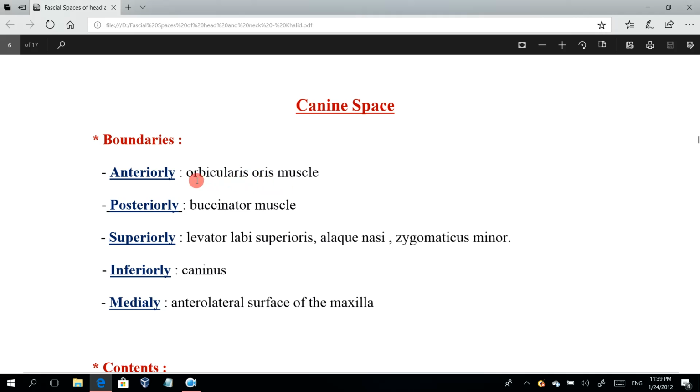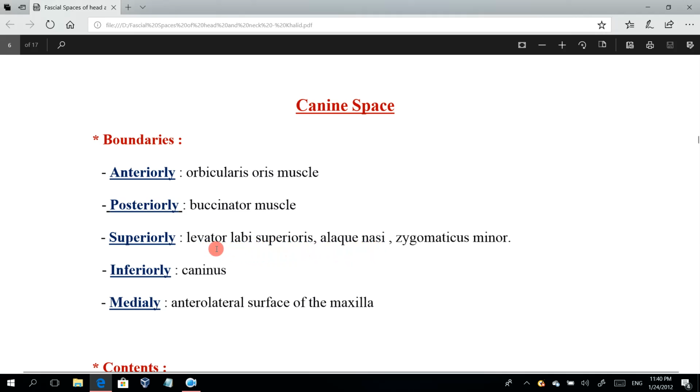The orbicularis oris is one of the muscles of facial expression, present in the upper and lower lips, encircling the mouth. So anteriorly we have the orbicularis oris muscle. Posteriorly we have the buccinator muscle. Superiorly we have the levator labii superioris alaeque nasi. Actually this is the longest name of a muscle in the body. Levator labii superioris alaeque nasi is the name for a single muscle.